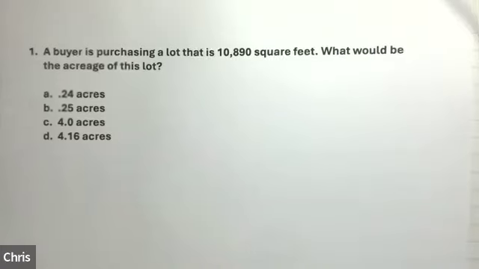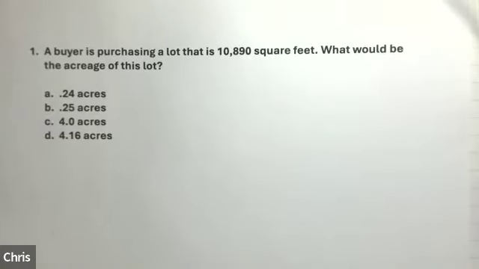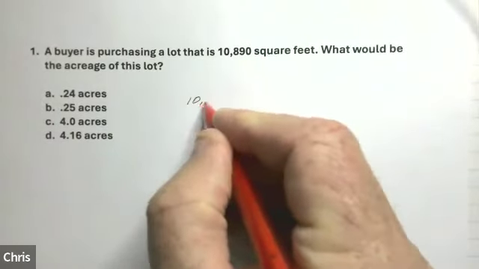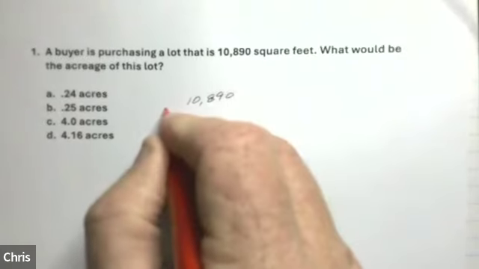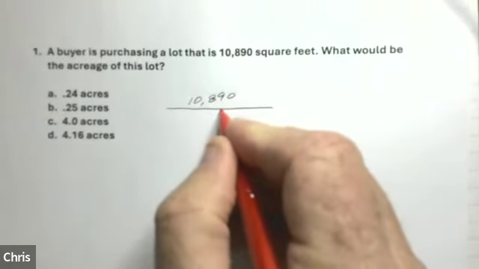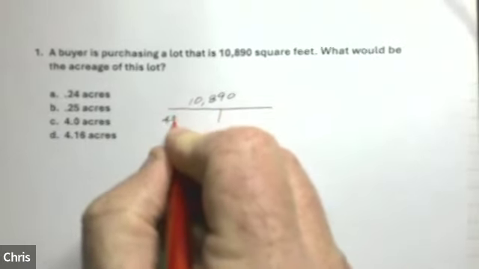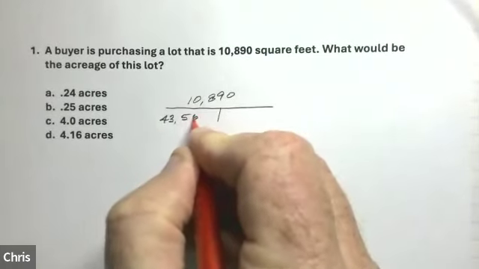So notice this first question here. Buyers purchasing a lot that is 10,890 square feet. What would be the acreage of this lot? So really what we're talking about here is a conversion problem. How do we convert 10,890 square feet? In other words, what part is it of 43,560 square feet?